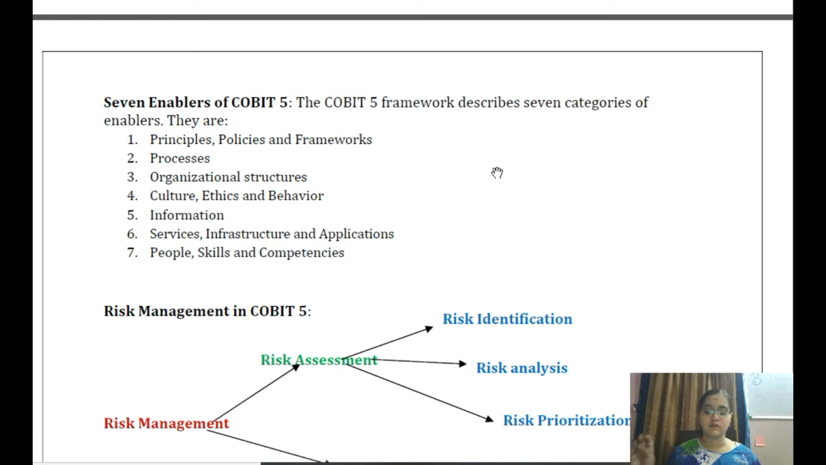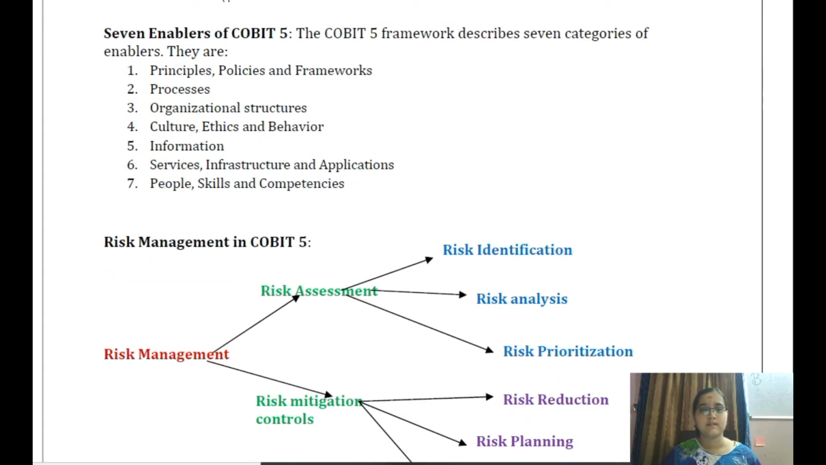This includes infrastructure, technology and other applications that provide the enterprise information technology processing and service activities. Then people, skills and competence: this includes the people who are required to manage the IT and also the operation, and also the people having the required skills so that they can take correct decisions on time. So these are the 7 enablers of COBIT 5. Let us once revise: principle, policy and framework, process, organization structure, culture ethics and behavior, information, service infrastructure and applications, people skills and competencies. And the last part of today's video is risk management in COBIT 5.